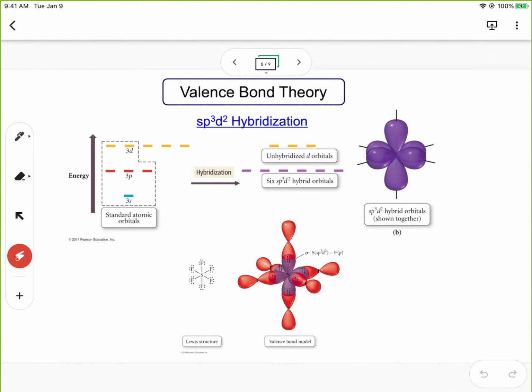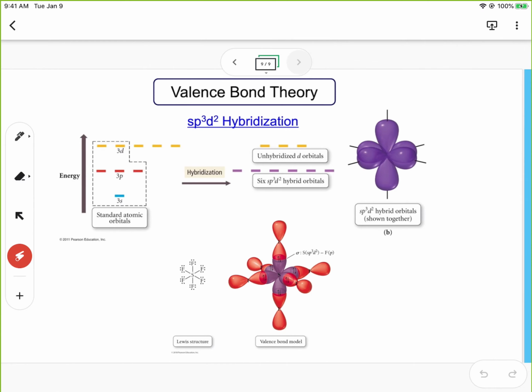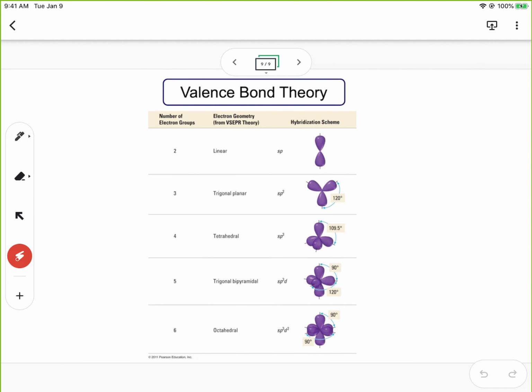Anyway, so again, how do we identify whether a central atom has sp3d2 hybridization or not? You take a look at the electron groups. 6 electron groups means 6 equivalent hybrid orbitals. That means sp3d2 hybridization. Okay, so this is a summary of what we learned.